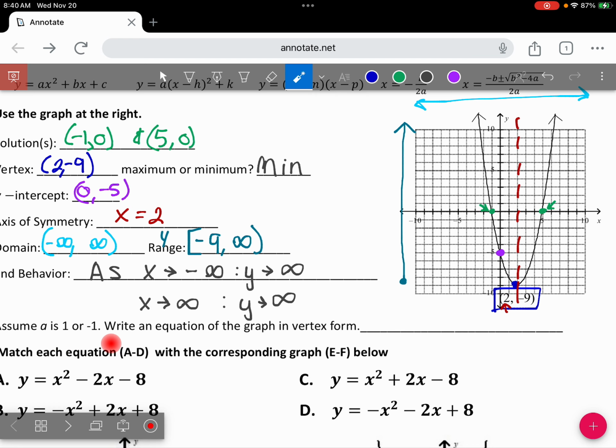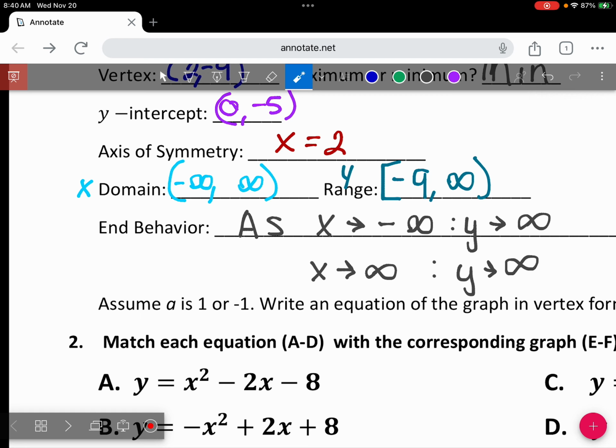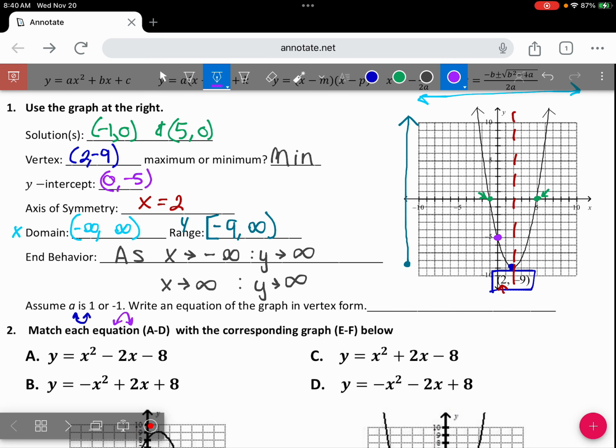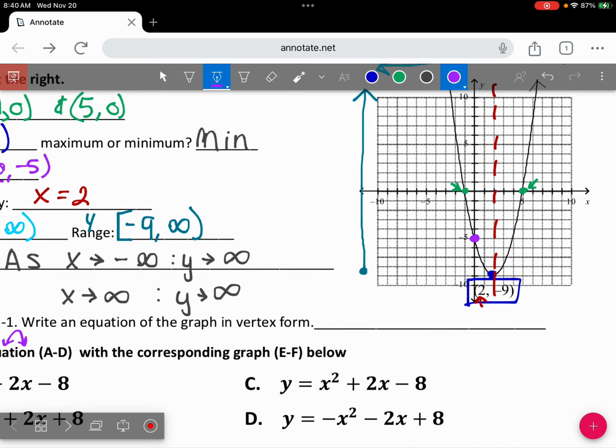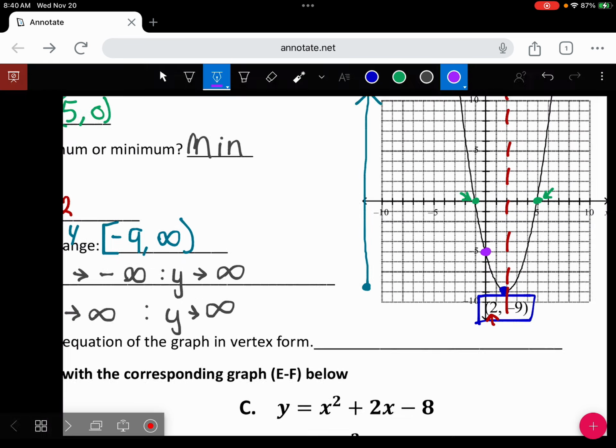So a negative A value would mean it would be reflected over that x-axis. So a positive A value is a happy face, and a negative A value is a frowny face. So is this a positive A value or a negative A value? Positive, because this is a happy face. Positive news makes us happy.